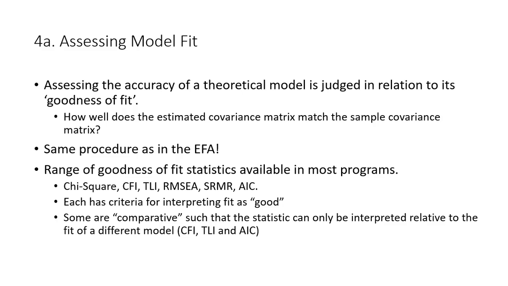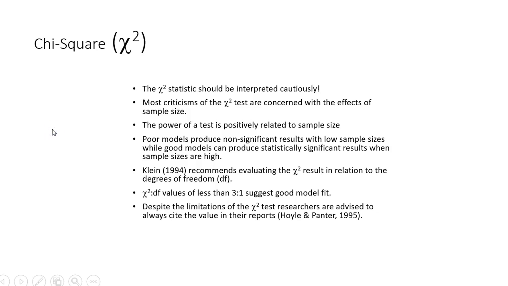So that's why it's most generally supplemented with a lot of other fit statistics. And I'm not going to spend a lot of time on each one. We're just going to blaze through them, and then you'll have these slides for reference. Here's the chi-square. And it says down at the bottom bullet, despite the limitations of the chi-square, which are listed above, researchers generally will always cite this value.